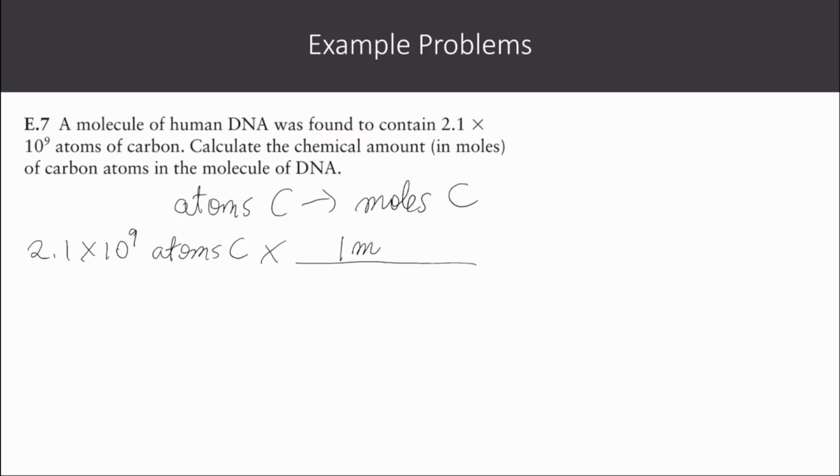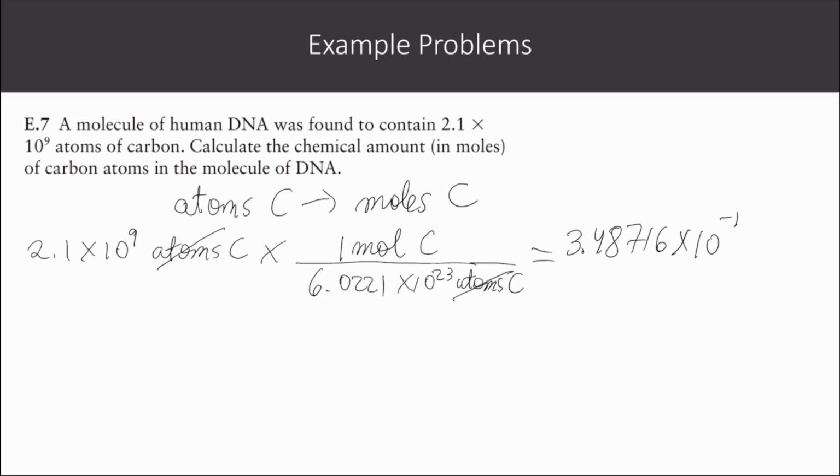So for every 1 mole of carbon, we have 6.0221 times 10 to the 23rd atoms of carbon. So we cancel units of atoms of carbon and we're left with units of moles of carbon on the top. So we multiply 2.1 times 10 to the 9th times 1 and we divide it by Avogadro's number. After doing this, we get 3.48716 times 10 to the negative 15 moles of carbon.